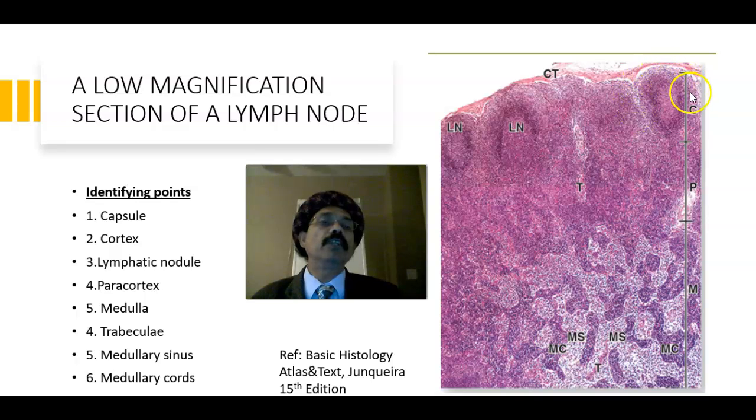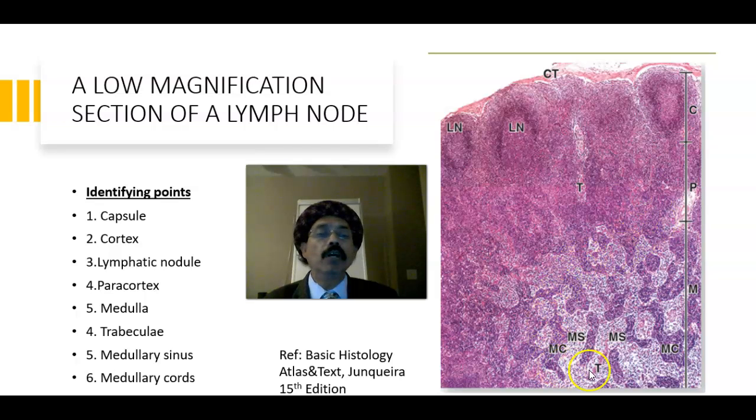The cortex contains the lymphatic nodules, and the cortex is divided by connective tissue septa, not very homogeneously, but partially divided by connective tissue septa in between the nodules. These are the lymphatic nodules here. Then we go to the paracortex, outside the lymphatic nodule and between the medulla and cortex. We have the paracortical area. This is the paracortical area.